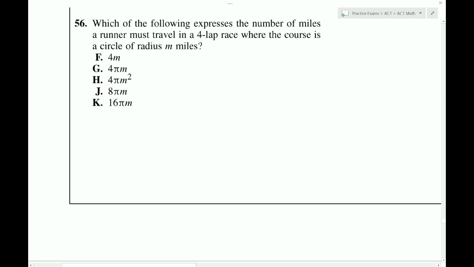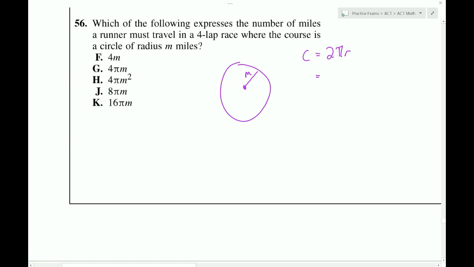Which of the following expresses the number of miles a runner can run in a 4-lap race where the course is a circle of radius m miles? Okay, so let's see. So we have a track. The track has a radius of m. 4-lap race. Okay. So what we want to do is find the circumference of this circle, right? Because that's the sort of distance around the circle. So we wanted to know the distance around, use circumference. Circumference formula is 2 pi r.